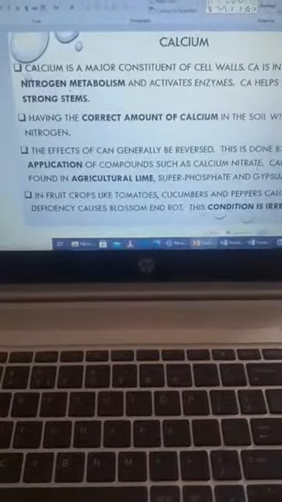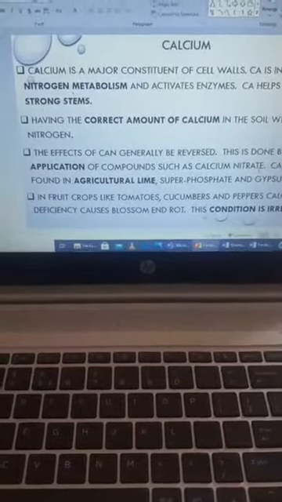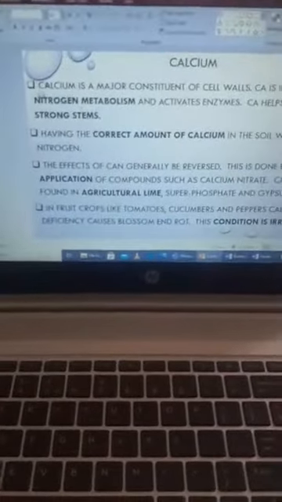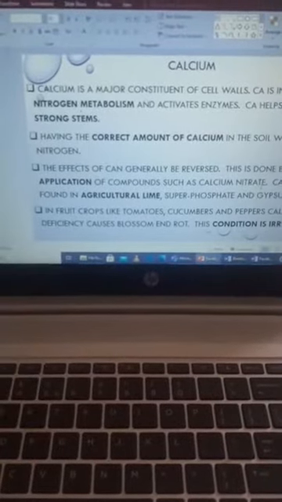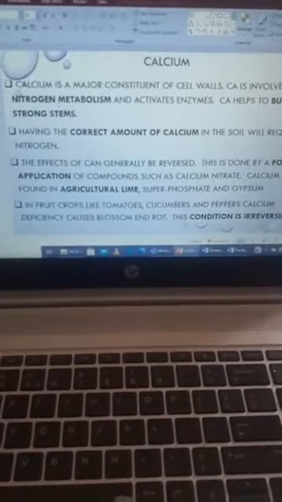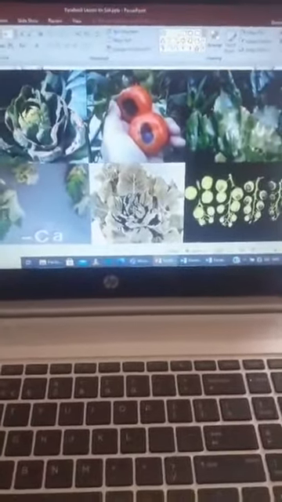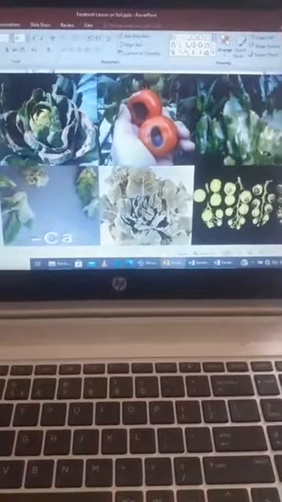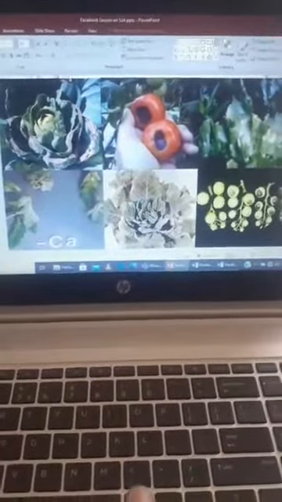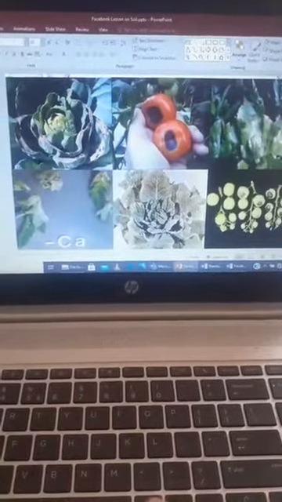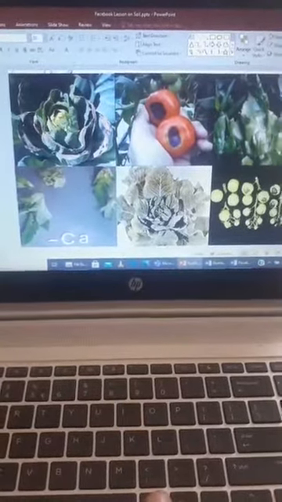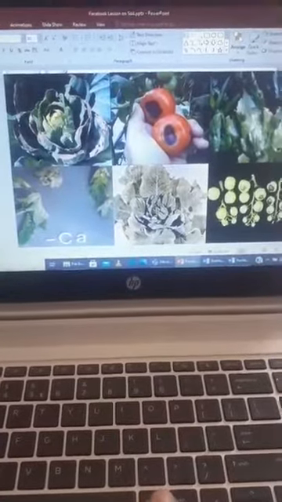Like if you look at calcium, I said it's immobile, meaning it will always demonstrate its deficiency on the younger leaves. Now let's look at the deficiencies. I'm sure these deficiencies are familiar to you. Do you see? You see this cabbage, maybe four months old, you can see it's like a tennis ball. This is a tennis ball cabbage.